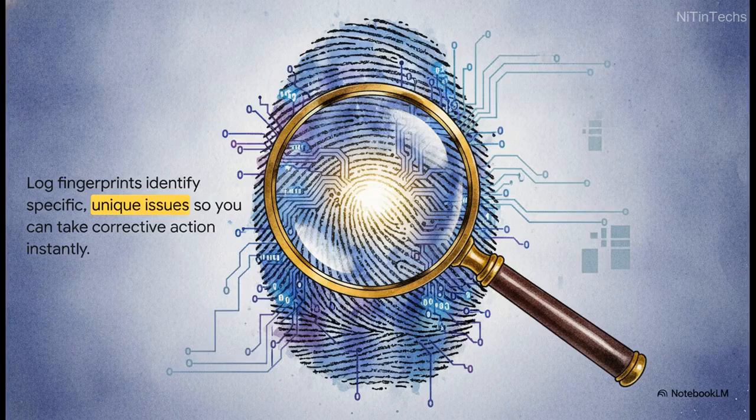Think of it like this. Just like human fingerprints identify a specific person at a crime scene without relying on circumstantial evidence, log fingerprints identify specific, unique issues so you can take corrective action. When the system recognizes a known fingerprint in real time, it instantly knows the culprit. No guesswork, no spending hours manually hunting through complex timestamp correlations. The AI accurately nails the issue, triggering immediate corrective action. It's a real game changer.